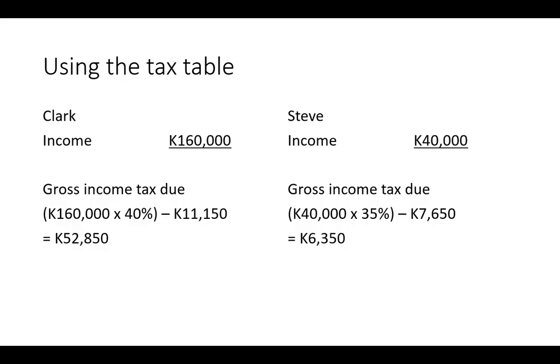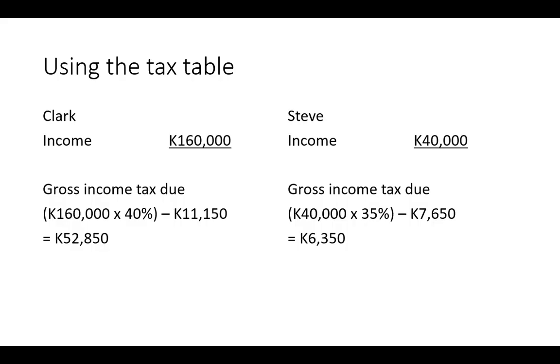So 160 multiplied by 40% less 11,500. Sorry, 11,150. So the tax here will be 52,850 for Clark, and Steve will be under the 35% bracket. So we have 6,350.